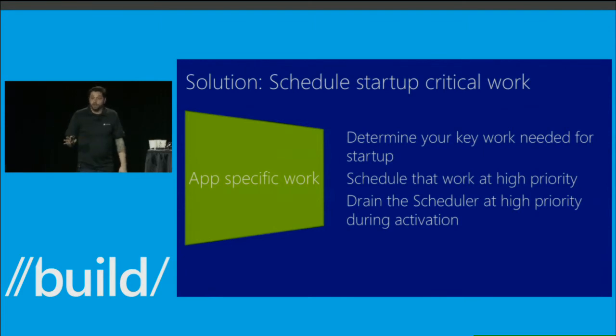The way that you can do that is you can use a feature on the scheduler called request drain. That gives you two things. The first thing it gives you is that, at a given priority, it will execute all of the work at that priority and above without doing any time slicing.